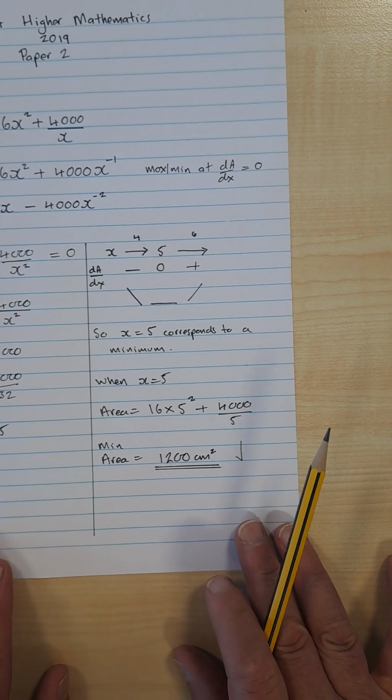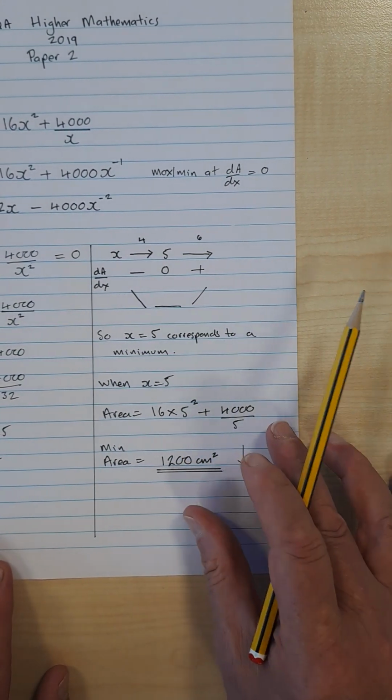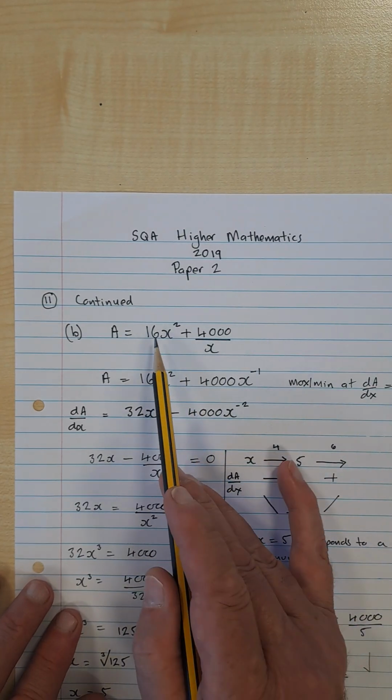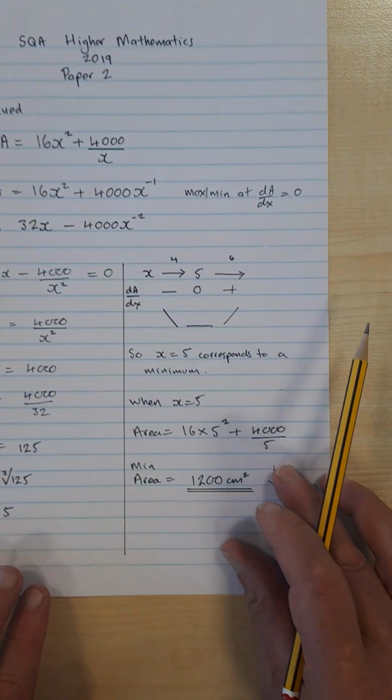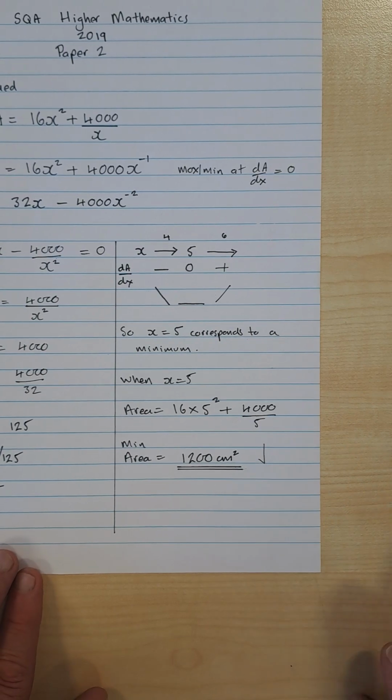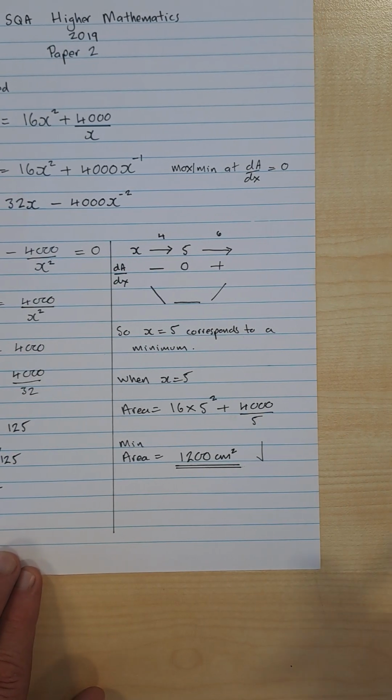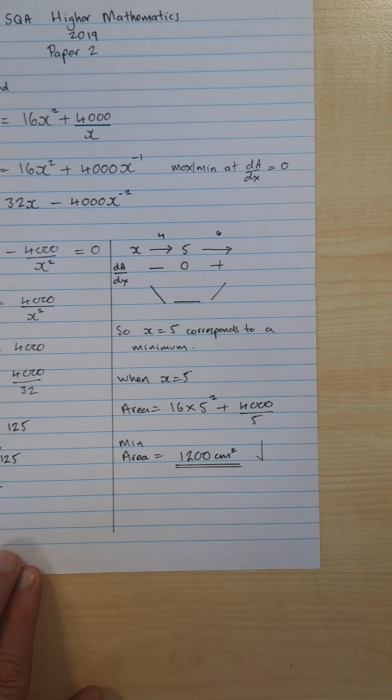And what is the area when x is equal to 5? Well, we have our formula for the area, 16 times 5 squared plus 4,000 over 5. Use your calculator, of course, and that ends up being 1,200 square centimetres. And there is your final answer.